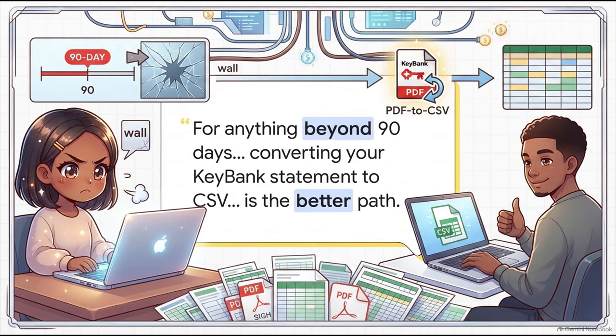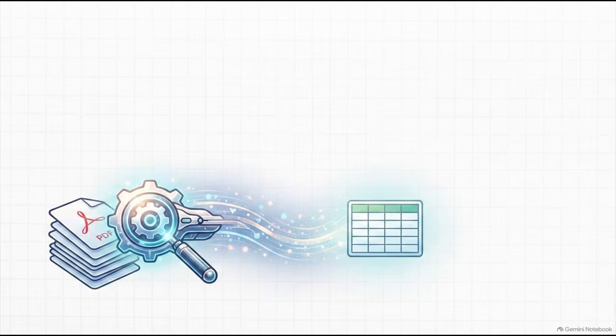columns. This brings us to a quote from one of our sources that perfectly sums up a major pain point for users. "For anything beyond 90 days or when you need the full detail from an official statement PDF, converting your KeyBank statement to CSV through a PDF converter is the better path." This really validates the frustration a lot of people feel when they just want a full year of data in Excel, but they smack right into that 90-day wall on the bank's website. So the real trick here is bridging the gap between the PDF you have and the spreadsheet you actually want.